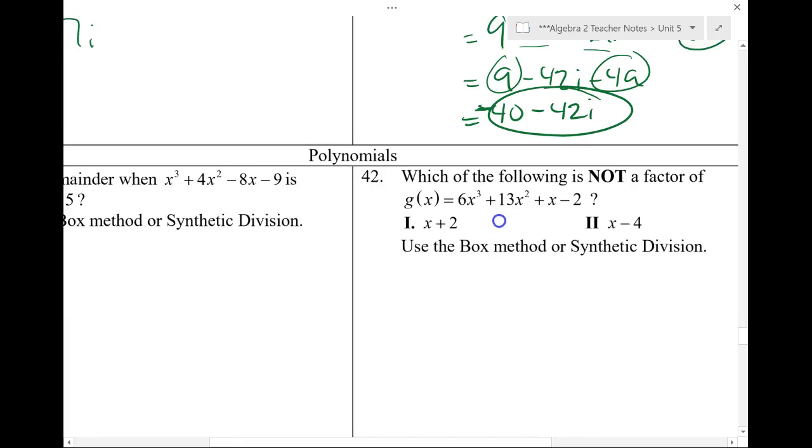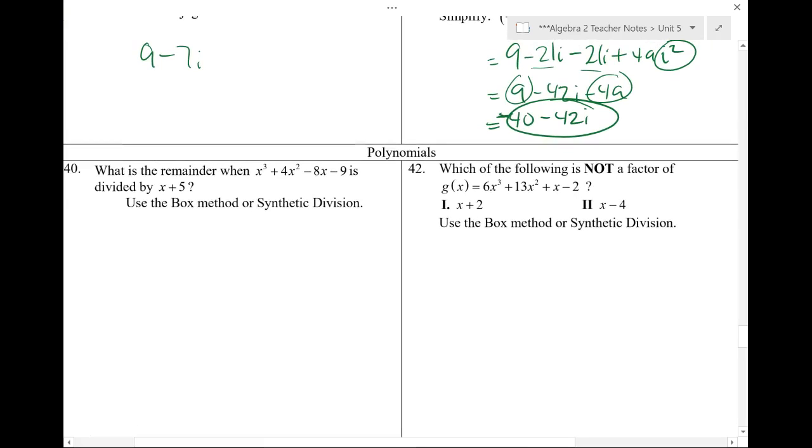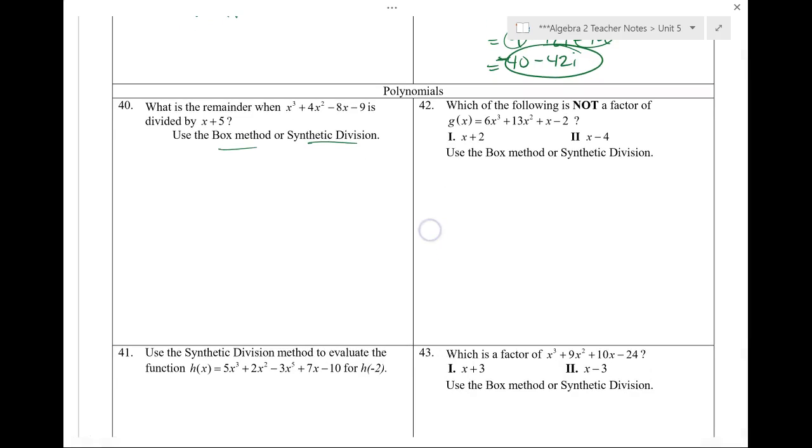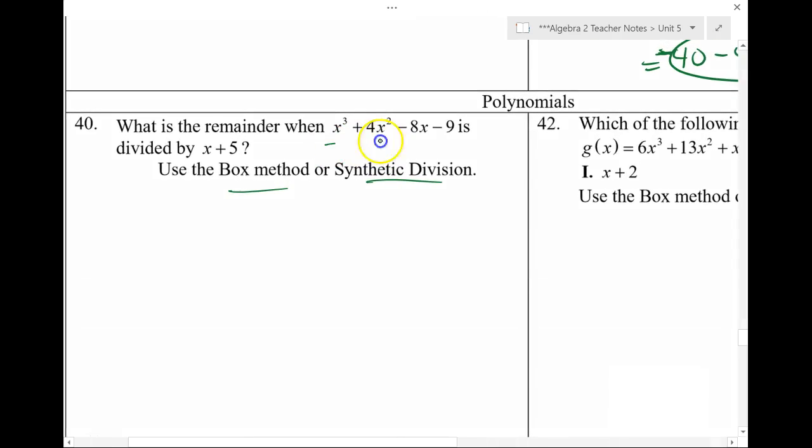Okay. Now, polynomials. With polynomials, it looks like we're going to do the box method, or we're going to do division. On one of these I'll do the box method, and the other I'll do synthetic. So we're dividing this polynomial by this binomial here. I think I'm going to do the box method first. So let's do the box method with this one. We draw a box, and remember you leave it open on one side.